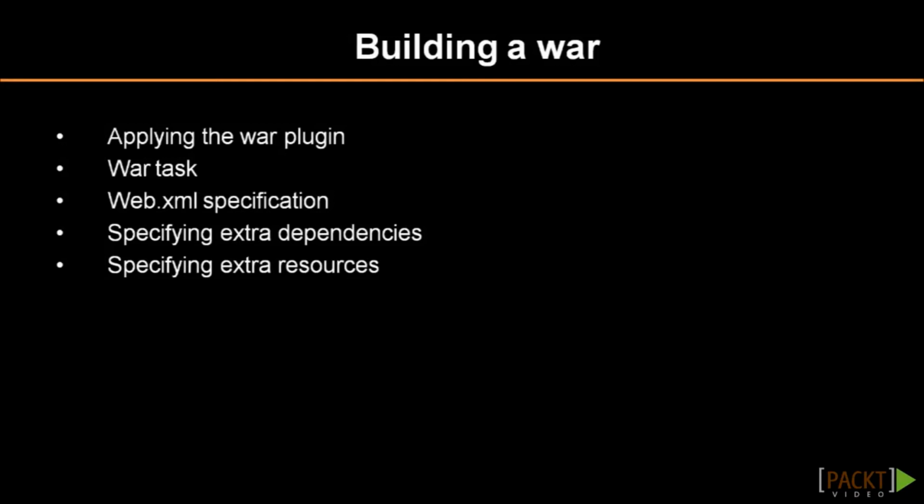I know, pretty straightforward. By default, it will copy the contents of src/main/webapp to the root of our archive. It'll also look for any compiled code and put it in WEB-INF/classes. All runtime dependencies are going to be copied to WEB-INF/lib. So let's actually take a look at that right now.